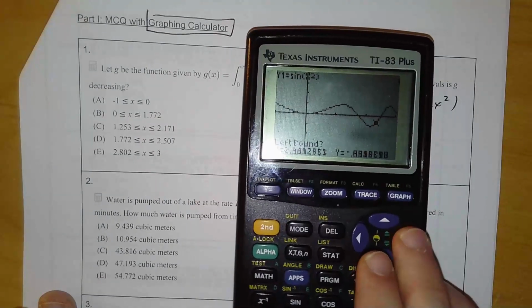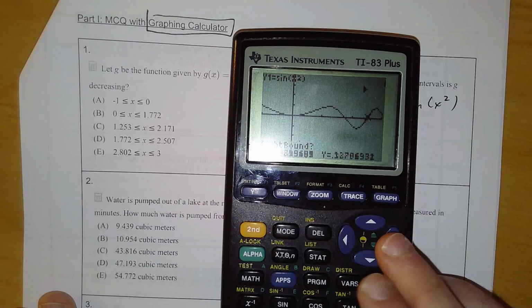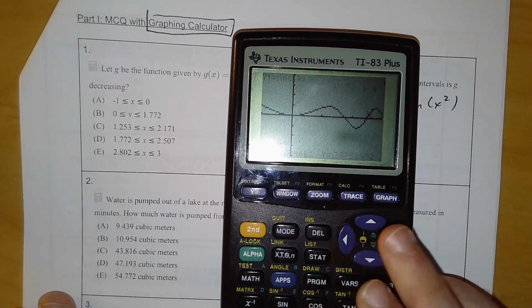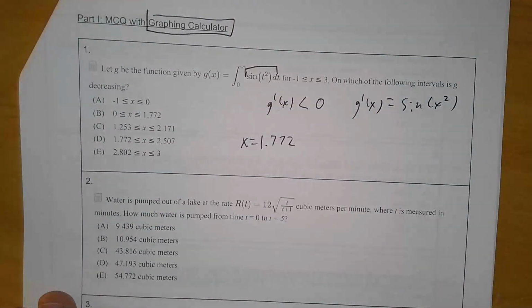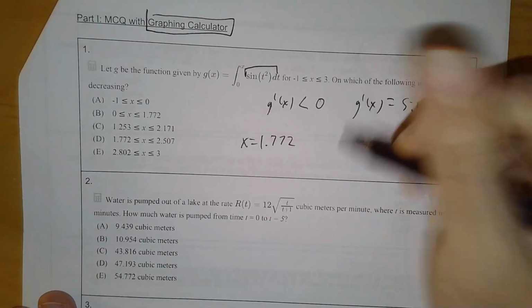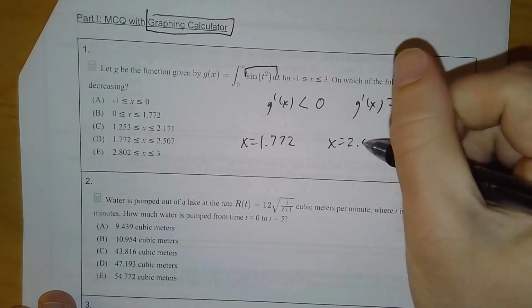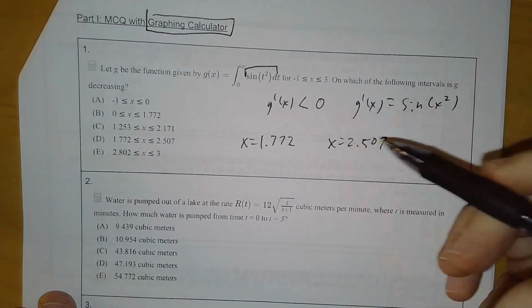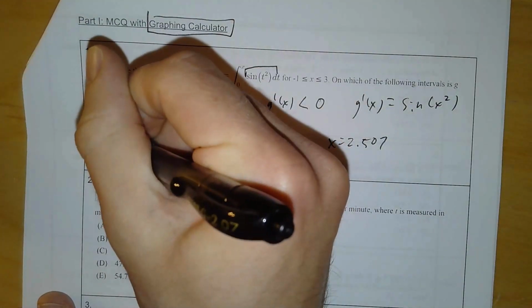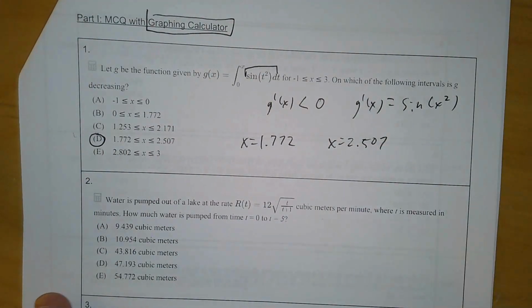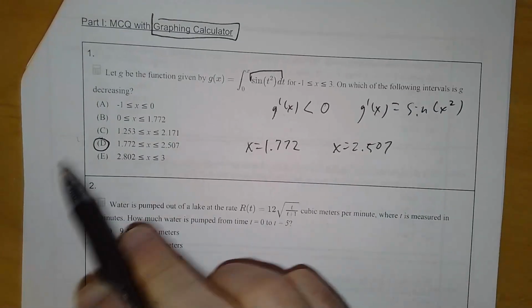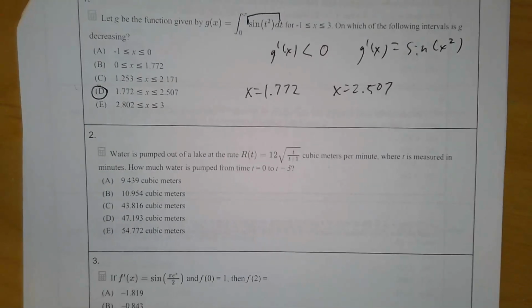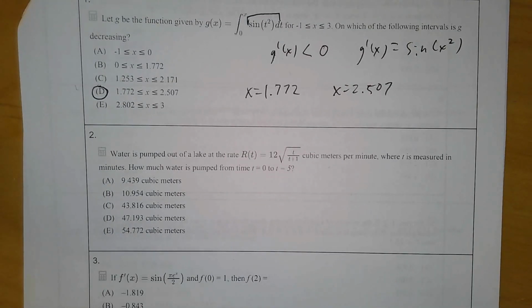We have the left bound, a point on the left side of the intersection, a point on the right side, and then a point in the middle. And that intersection is 2.507. So my other one is x equals 2.507. So it's negative between these two, therefore it must be decreasing between these two, therefore it must be D. I could have gotten that faster, because as soon as I saw the 1.772, I knew it was that one, but I just wanted to show you.